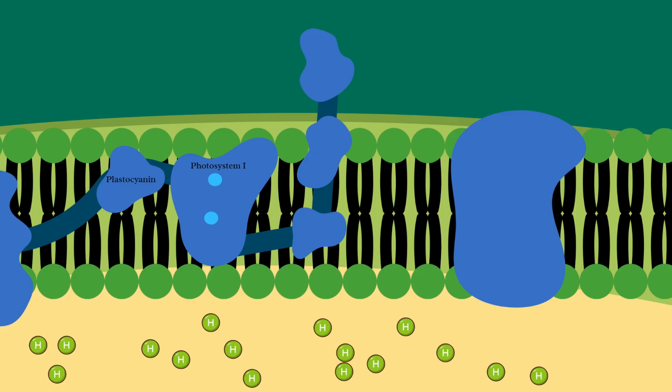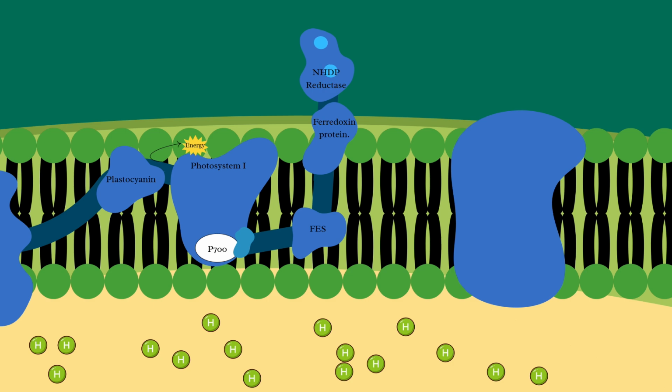First of all, the electrons are re-energized in the activation center and then moved to the FeS, and then to a transport protein called the ferredoxin protein, and then to an NADP reductase, where it takes 2 hydrogen protons, NADP, and combines them with the electrons to make NADPH.